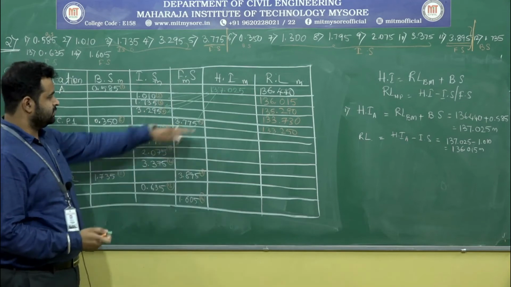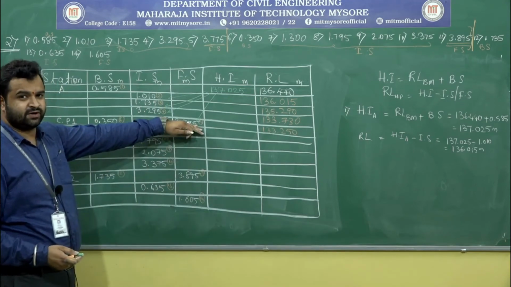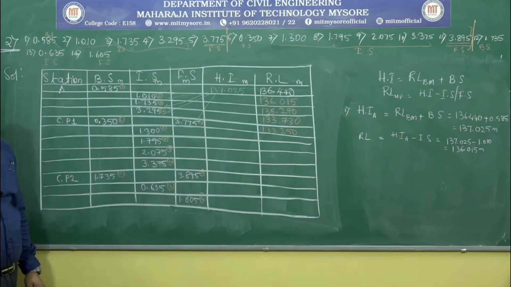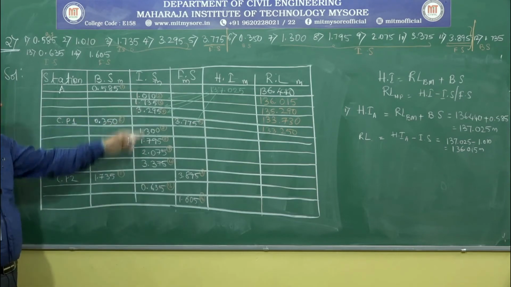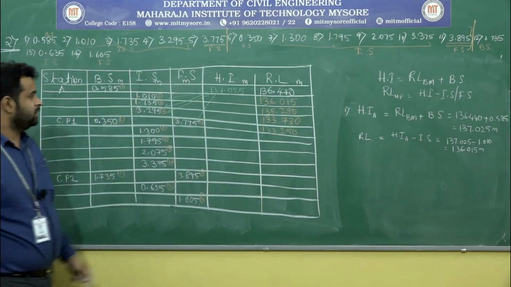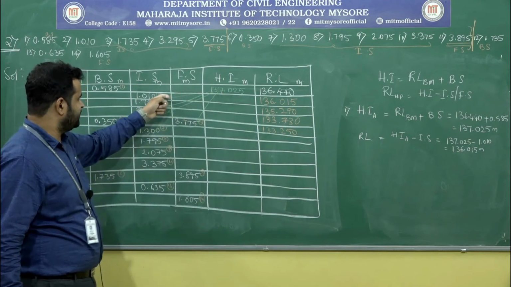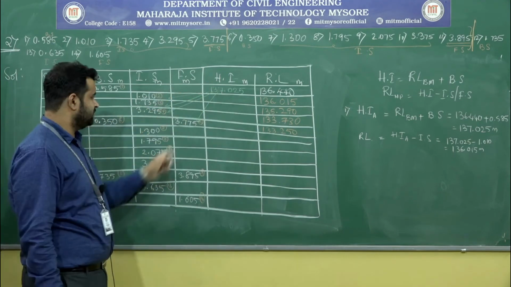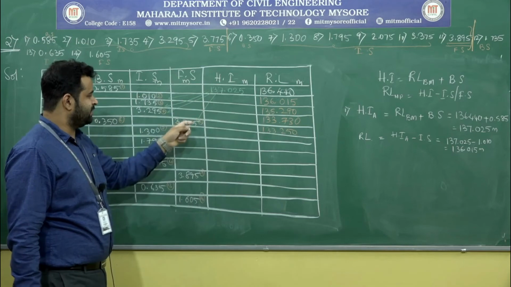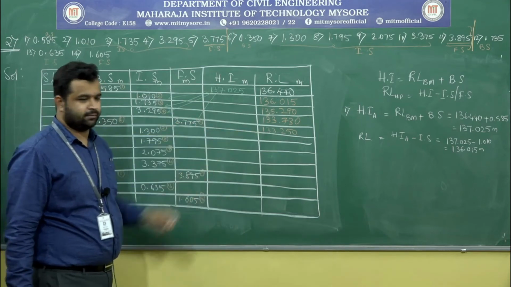See here, till this point the instrument is not shifted, and intermediate readings are taken. That is written under IS. So we have to deduct the IS readings from HI. Next, at last, HI minus FS will give you the RL of this point.